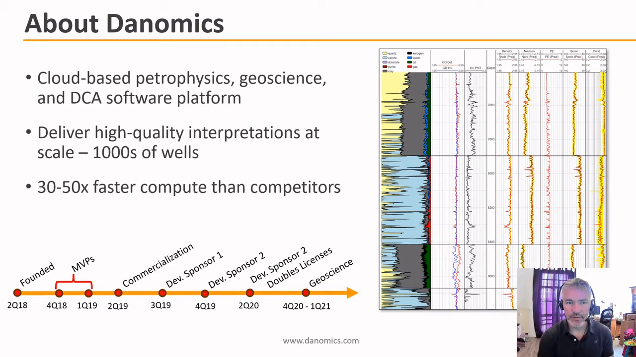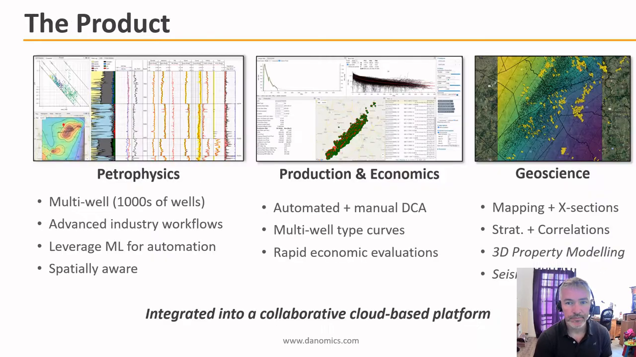And although Danomics is a fully commercial and ready to go solution, we're still evolving. We only launched in late 2018, early 2019, and since then we've released over 150 updates and we've launched 3 product lines. So right now we have solutions for petrophysics, decline curve analysis, and geoscience.